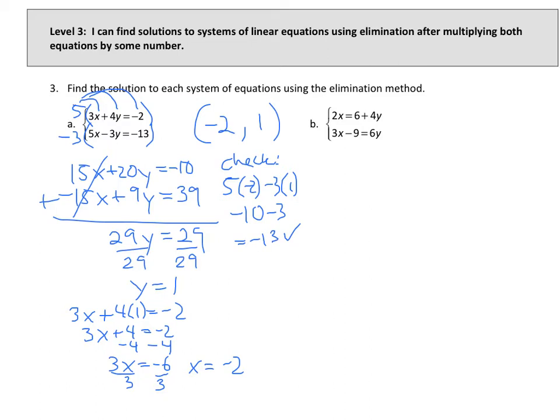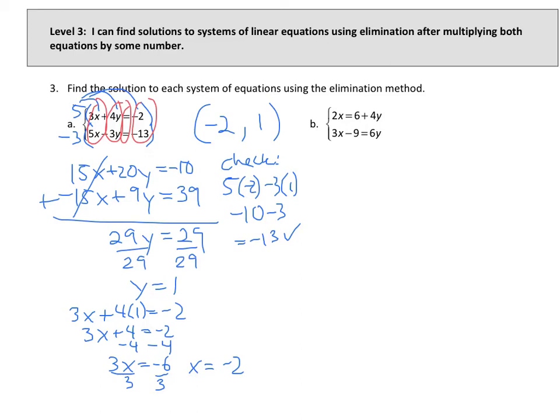In this next example, my equations aren't quite in the right form that I need them to be in. I need it to always be, like if we look at example A, the x's were lined up, then the y's, then the equal signs, then the numbers. This next equation, it's not in that form yet.